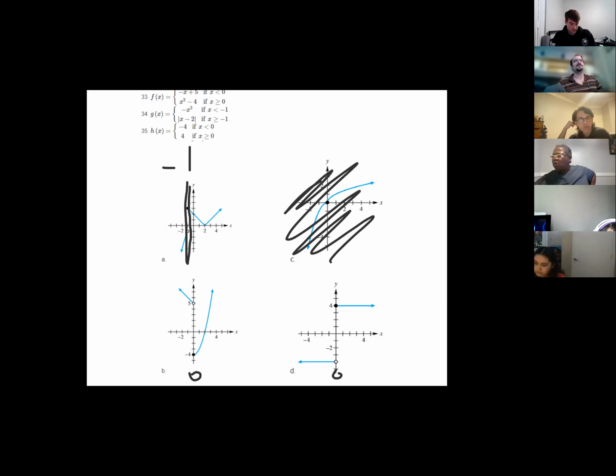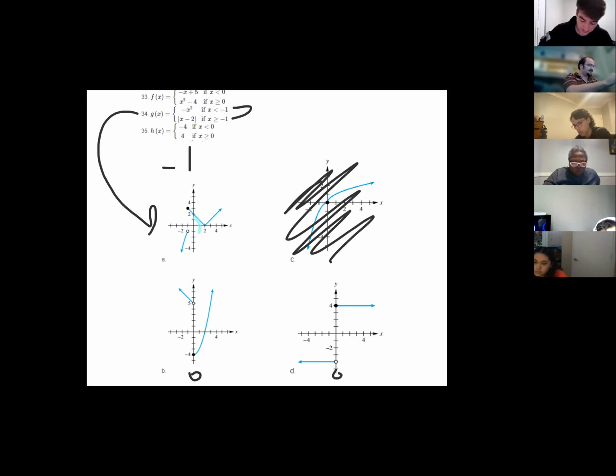Is there a piecewise where it's split about -1? Isn't that one 34? 34 is, right? This one right here is the only one that's split about the -1. And does that look like what they're saying? It looks like the left side is a negative parabola, a -x². Like this side might look like a -x², and this side should look like |x| - 2.